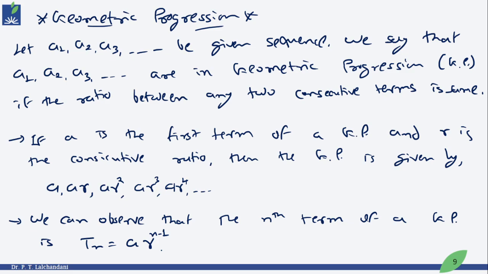I hope the definition is clear to you. Once again, quickly let us recall: the numbers A1, A2, A3, A4 are said to be in geometric progression if the consecutive ratio remains the same. That means A2 by A1 is the same as A3 by A2 is the same as A4 by A3 and so on. The general form of a geometric progression is A, AR, AR square, AR cube and so on, and the nth term will be A into R raised to n minus 1.